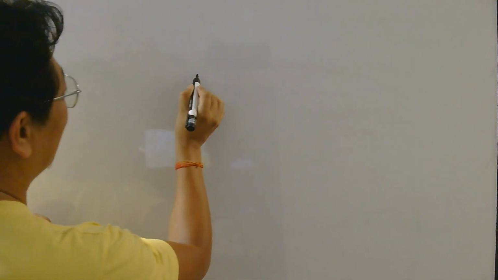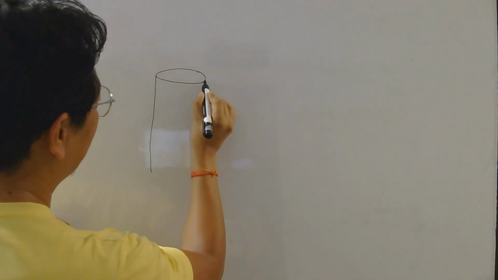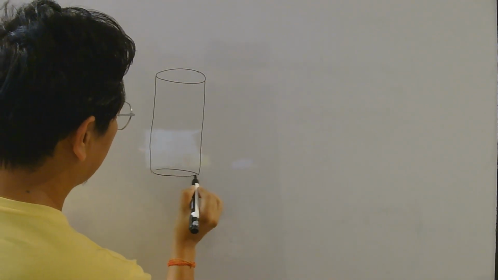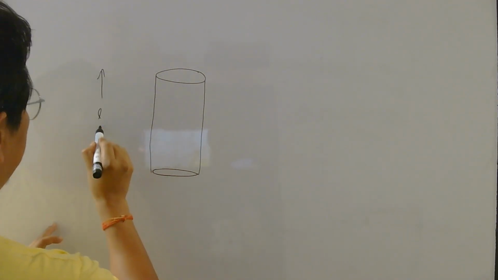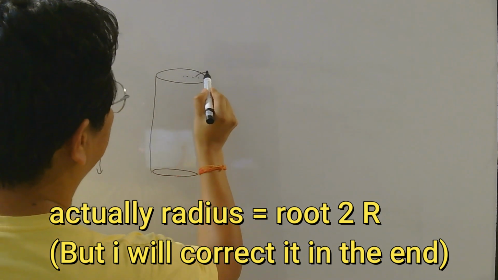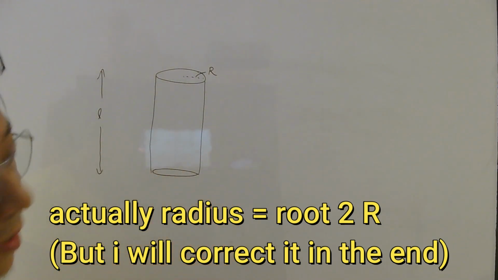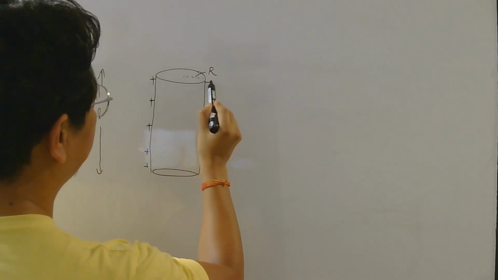Okay. Now let me describe the question which was asked in the exam. So they gave a conducting cylinder whose length was given as L and the radius was given as R. Okay. And a charge Q was given to this cylinder.